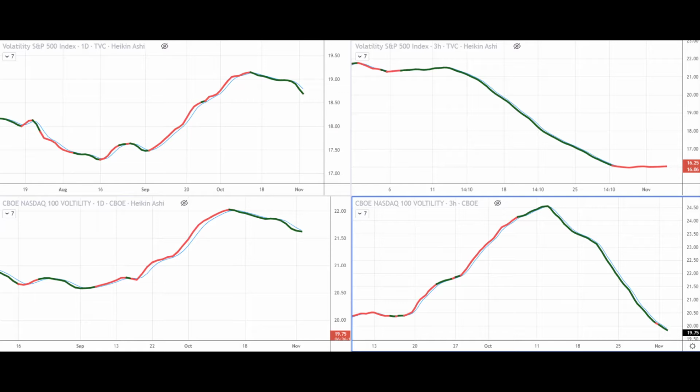If we focus in on the S&P 500, or the VIX at the top there, we've got a green daily and a red 3-hour. Now to me that says it's a neutral setup. I'm looking for both to be green, i.e. bullish. Why you're seeing them coming down is because the VIX is inversely correlated to the S&P 500.